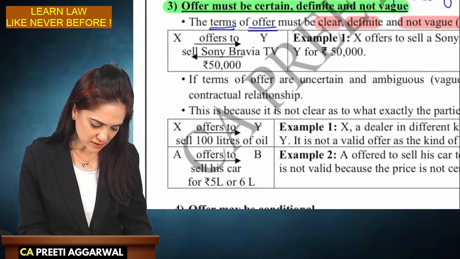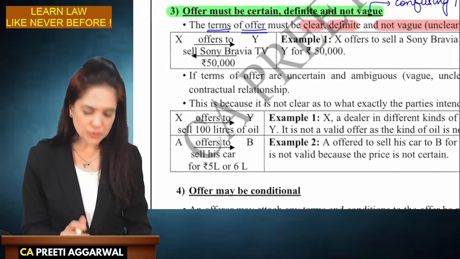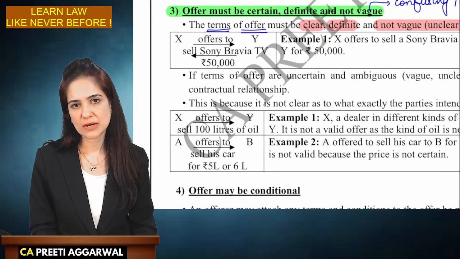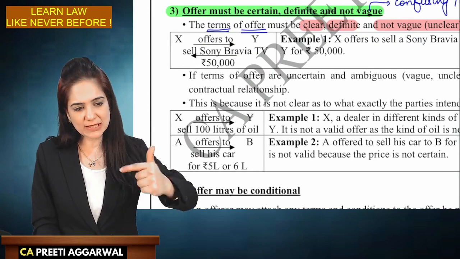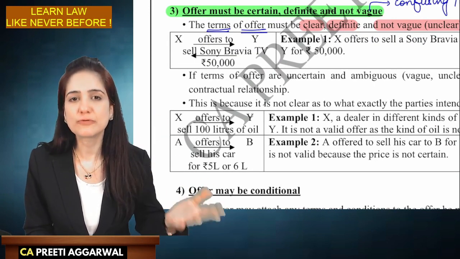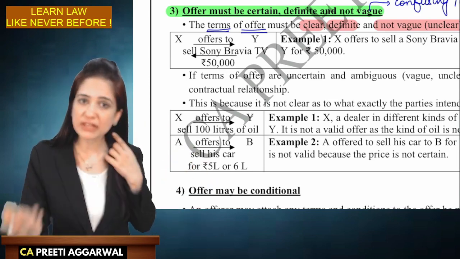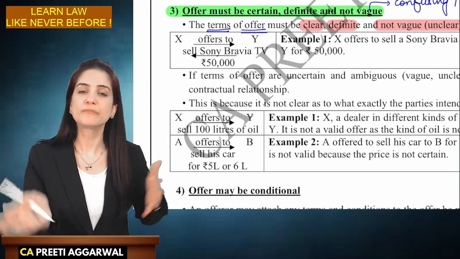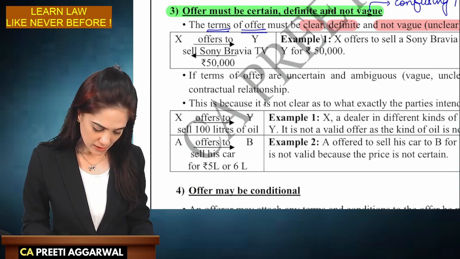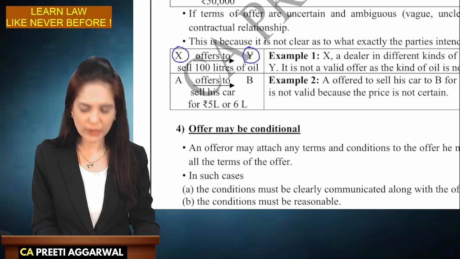X offers to sell a Sony Bravia television to Y for 50,000 rupees. Now here, X is offering to sell which television? Sony Bravia. For how much? 50,000. All the terms are clear. It's a valid offer. We know the kind of TV. We know the price of TV. We know the brand, the make. Everything we are aware of. It's a valid offer.